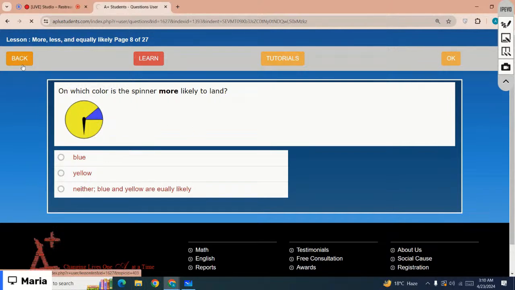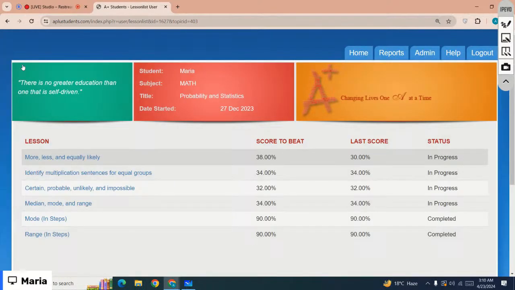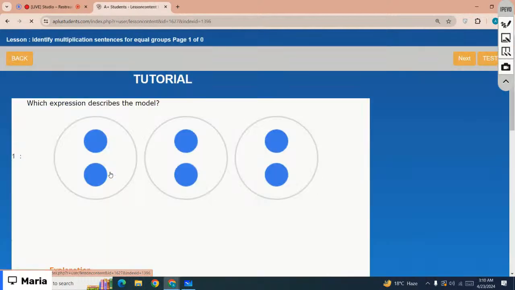And the next lesson is identify multiplication sentences for equal groups. Which expression describes the model? Okay, so you are given a model, right? You have to see how we describe the model.